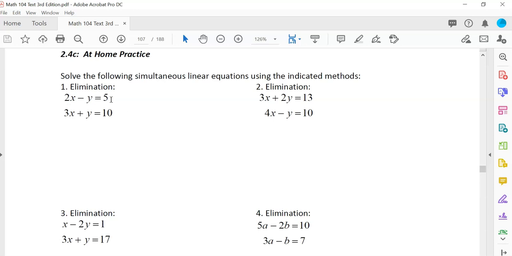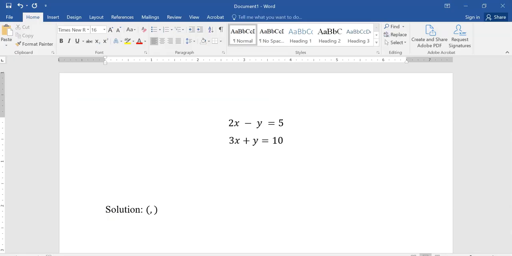2x minus y equals 5, and 3x plus y equals 10. Now, obviously, I want to find an x and a y value so that when you plug it in to the first equation, it gives you a true statement. And when you plug it into the second equation, it also gives you a true statement. So what I'm going to do here is take a look at the coefficients of the variables.